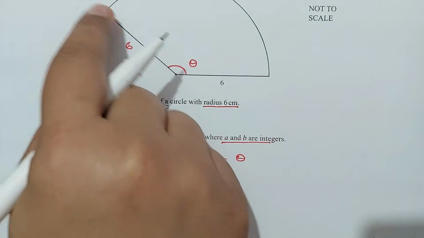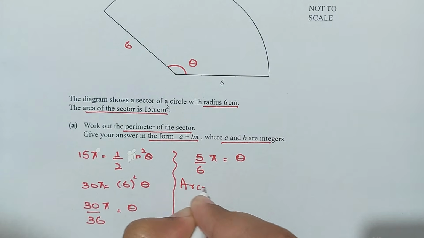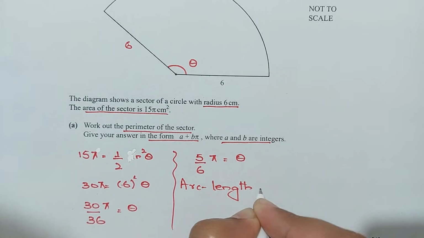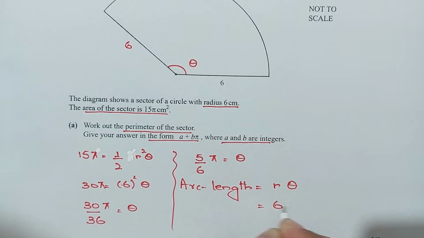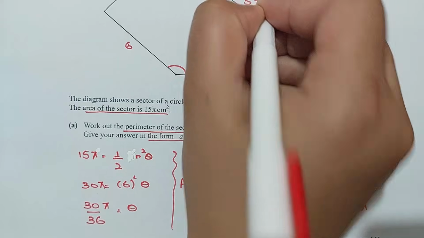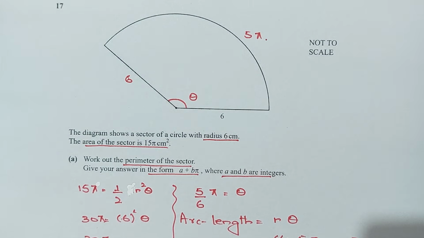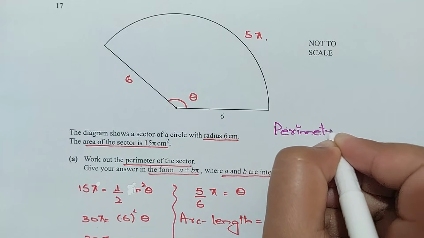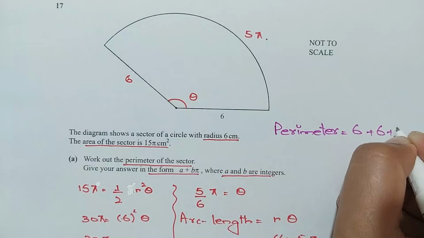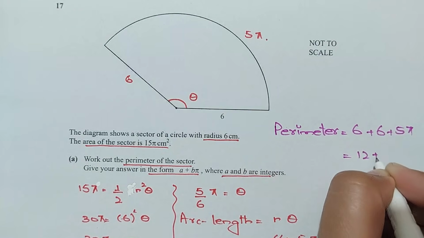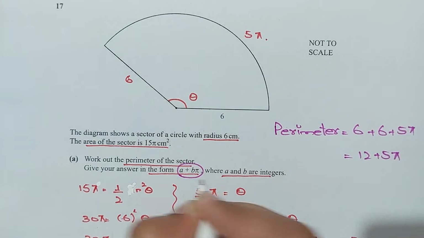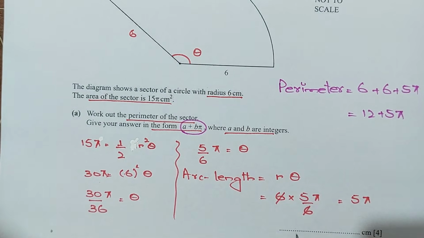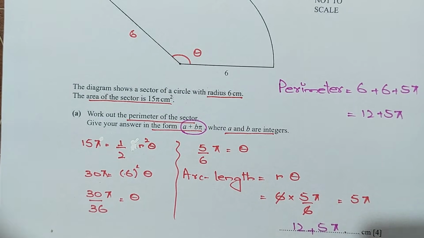Perimeter is this radius, and the arc length. Let me solve for the arc length. Arc length has a formula which is radius times theta. Radius is 6 and the theta is 5 pi over 6. 6 is cancelled with 6, which is 5 pi. So arc length is 5 pi. Okay. Now let me solve for the perimeter. Perimeter is sum of all sides, which is 6 plus 6 plus 5 pi. This is 12 plus 5 pi. This is in terms of a plus b pi. A and b are integers. So this is 12 plus 5 pi centimeters.